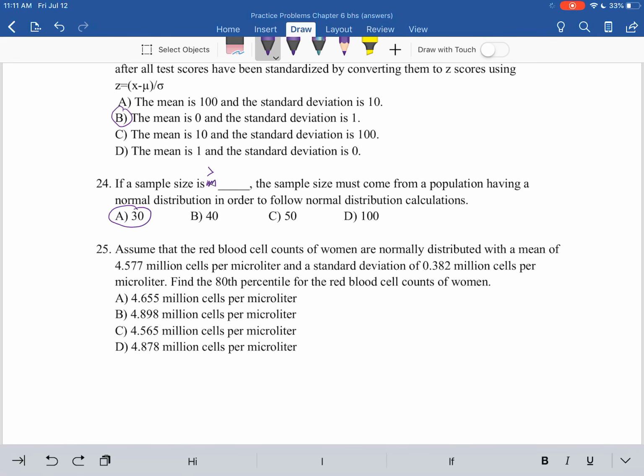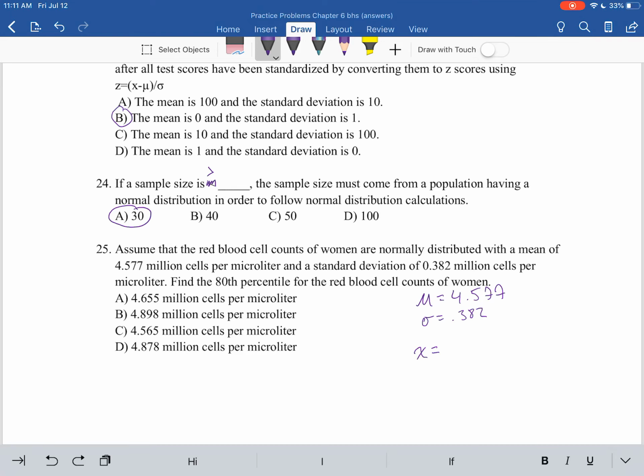Moving on to number 25, we want to assume red blood cell counts of women are normally distributed, but now we have a new mean, and we have a standard deviation. Now we want to find the 80th percentile for the red blood cell counts of women. So let's write what we know off to the side here. Mu is equal to 4.577, the standard deviation is 0.382. And we want to find the 80th percentile, or the x value at the 80th percentile, right?